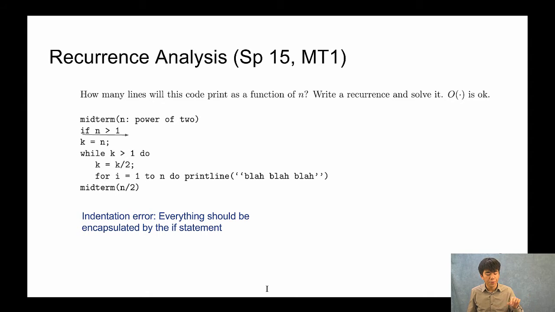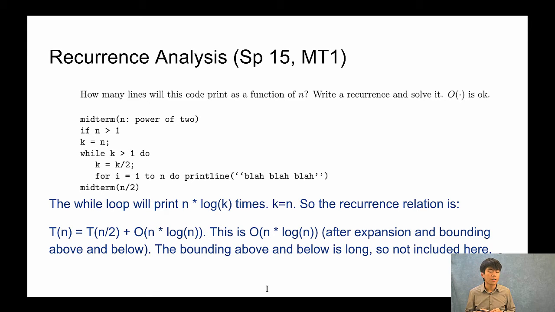Now, if we look at this while loop, we see k, and k keeps getting halved each time. So how many times does this while loop run? It's gonna run log base 2 of k times. And every single time that it runs, you're gonna run n print statements. So basically that inner loop, you can just account for as log base 2 of k times n. And after that, it's also going to recurse.